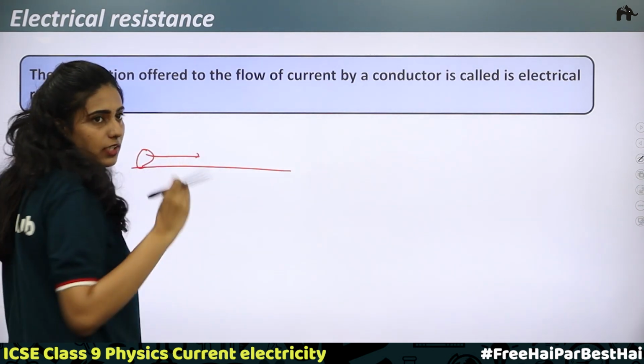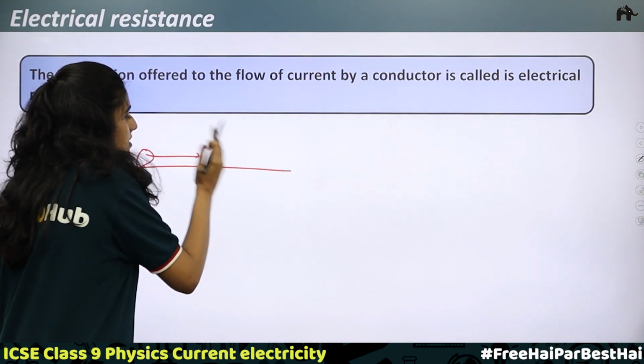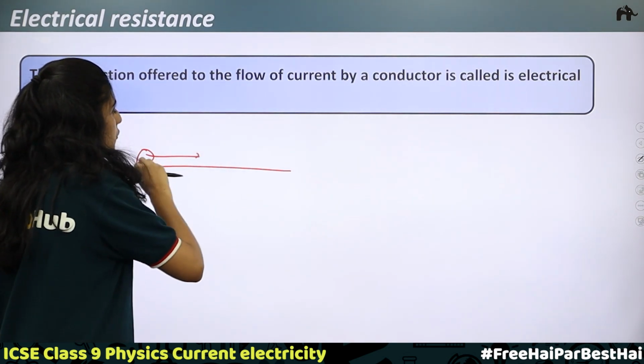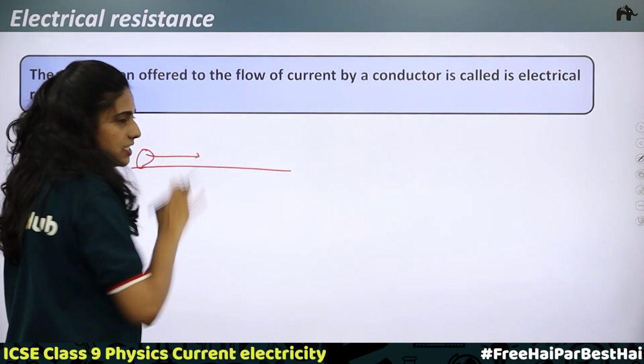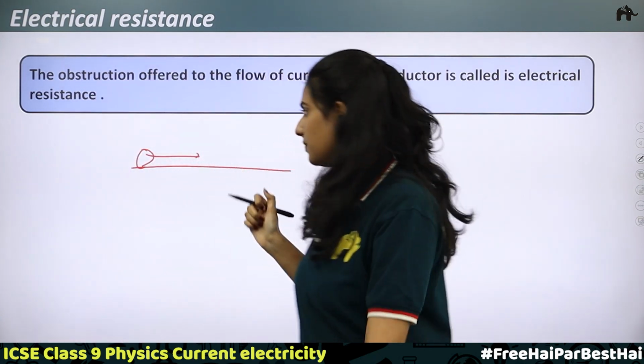Either the ball will come to rest or the speed of the ball will decrease. Okay. So, you are restricting it. You are acting as an obstruction. You are resisting the flow of the ball, or the movement of the ball is being restricted. So, you are offering a resistance. You are resisting it.